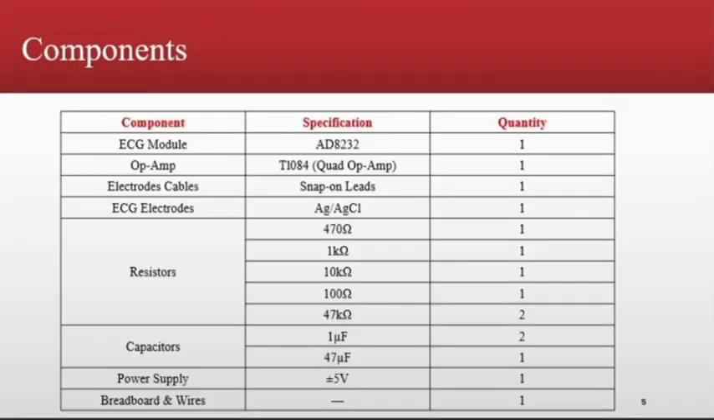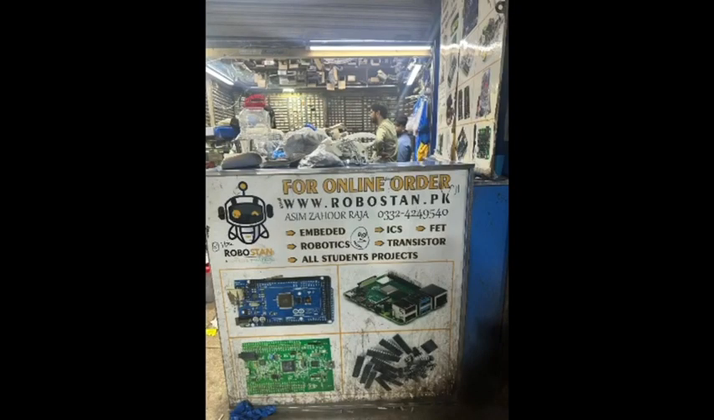The components that we used were an ECG module, an AD8232, an op-amp, TS084 for filtration, electrode cables, ECG electrodes, some passive components, resistors and capacitors, a power supply, and an oscilloscope to display our result. All of the components are readily available in the market. We got them from Hall Road, Lahore. This shop had the module. We got the IC from this shop, and all the passive components we bought from here.